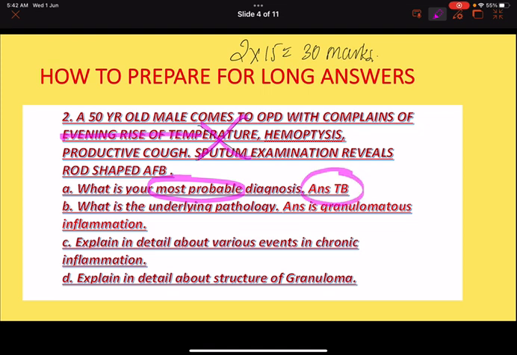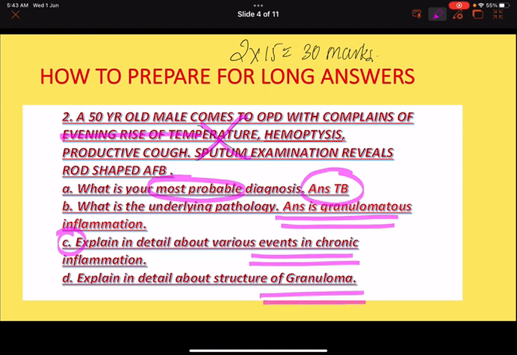Usually in earlier times they would ask, write in detail about granulomatous inflammation. Now they will give a case scenario. Tuberculosis is a classical example of granulomatous inflammation. They will ask you what is the underlying pathology. Answer is granulomatous inflammation. Explain in detail the various events in the same. Sometimes they won't even give a hint that it is granulomatous inflammation. Here, in the next question in subset C, I have given that it is chronic inflammation. And most of the time there will be some hints or clues within the question itself. In the sub-question itself, we can find the diagnosis, and explain in detail the structure of granuloma.